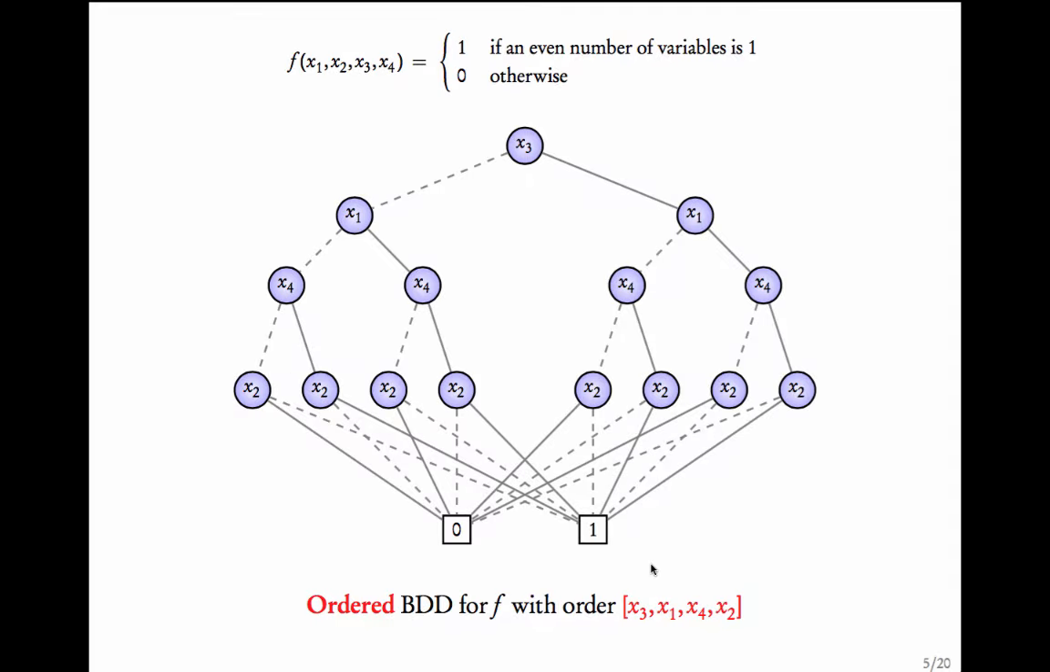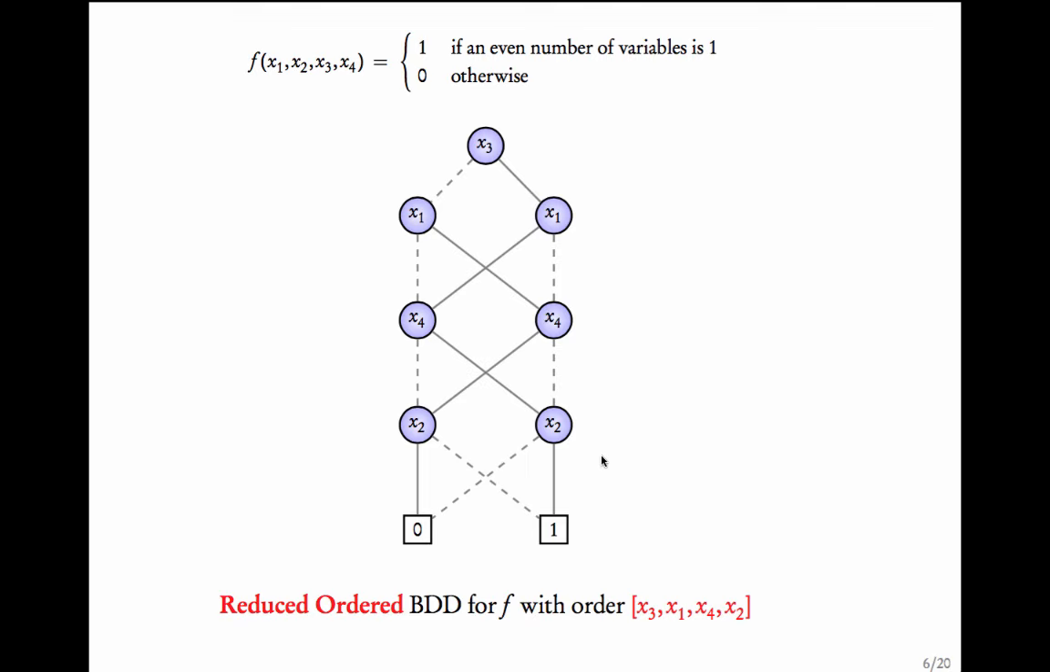Let's now change the order. Instead of having x1, x2, x3, x4, let's start with the order x3, x1, x4, x2. However, there is no change in the structure. It looks the same. Similarly, when you reduce it, the structure will look the same. So here this x2 maintains paths that come to this so that it has seen an even number of ones. This one is the x2 which has seen an odd number of ones. Similarly, this is the x4 which has seen an even number of ones so far. This is the x4 which has seen an odd number of ones so far.